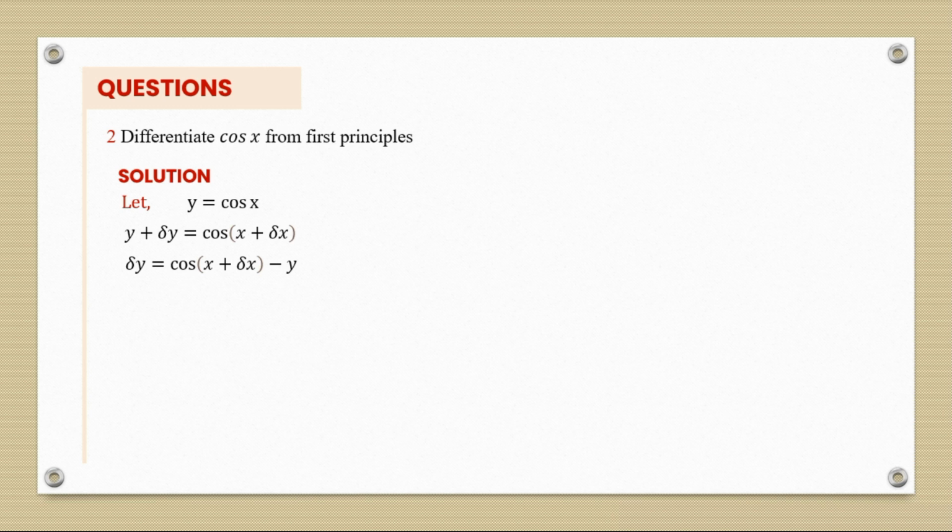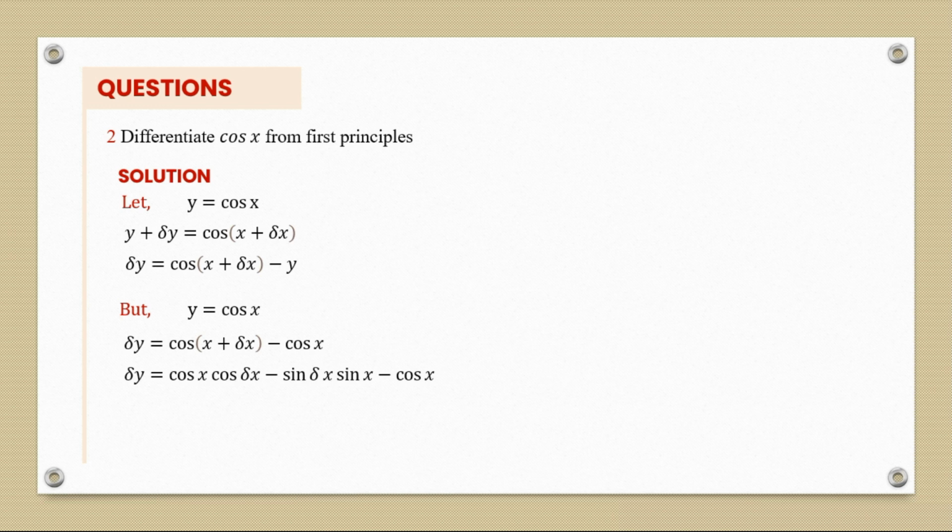So we can say that change in y shall be equal to cos bracket x plus change in x minus y. But remember that y is cos x, so we're going to substitute that in there. Then we're going to expand the cos of those values in brackets using the knowledge of compound angles. So now those brackets expand to cos x cos change in x minus sine change in x sine x minus the cos x. Now we're going to collect terms that have something in common. We can see that there is a cos x here and a cos x here, so we're going to bring those terms together. Then we're going to factorize out the cos x, and that's what we're going to have.